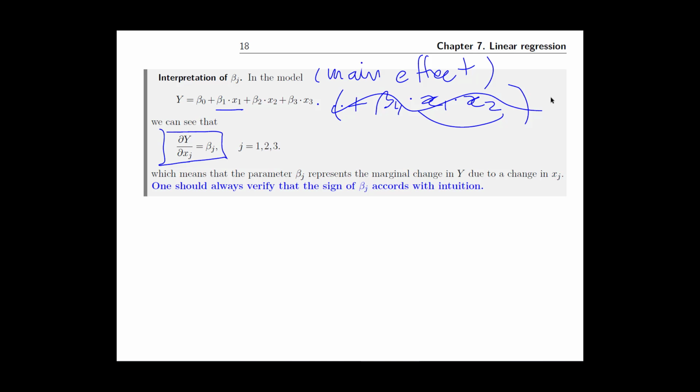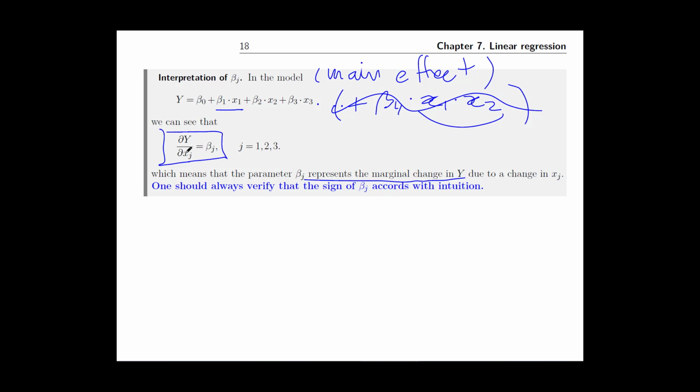So it's the marginal change. It represents the marginal change in y. And notice that it has units. The units would be the units of y divided by the units of xj in that case.